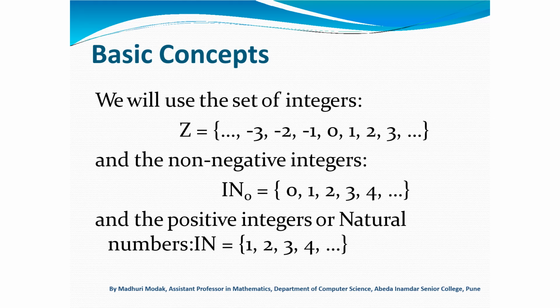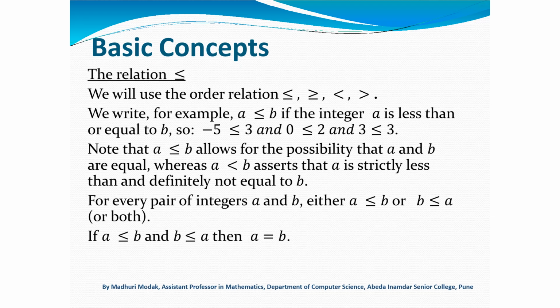Now separately we are defining here set of non-negative integers, which is N naught. As the word suggests, non-negative integers. It means we are excluding negative integers from the integer set. So the set N naught contains 0, 1, 2, 3, 4 and so on. Next, the set of positive integers, that is nothing but natural number set. It is denoted by N. So it contains the numbers 1, 2, 3, 4 and so on.